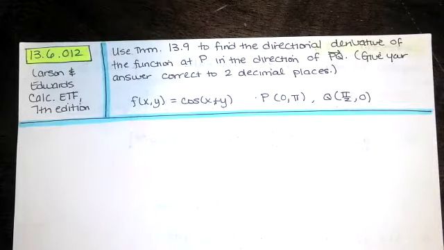In this video, we solved problem 13.6.012 from the Larson and Edwards Calculus Early Transcendental Functions text, 7th edition. We're asked to use theorem 13.9 to find the directional derivative of the function at the point P in the direction of PQ. And then we're asked to give our answer correct to 2 decimal places.